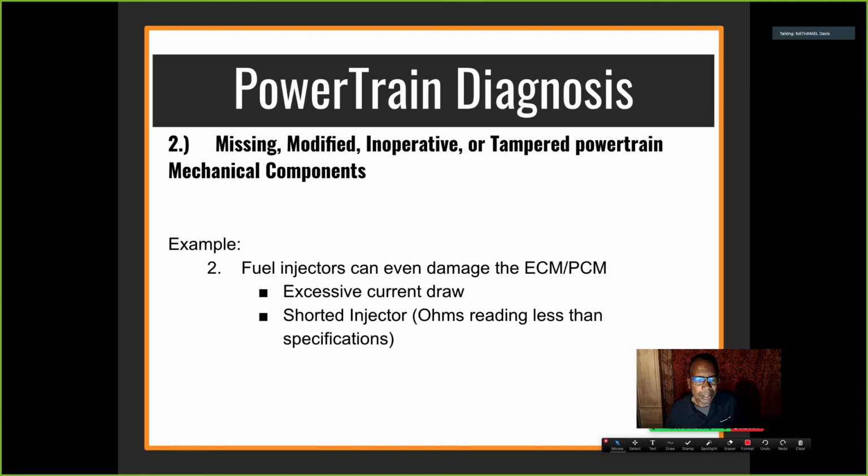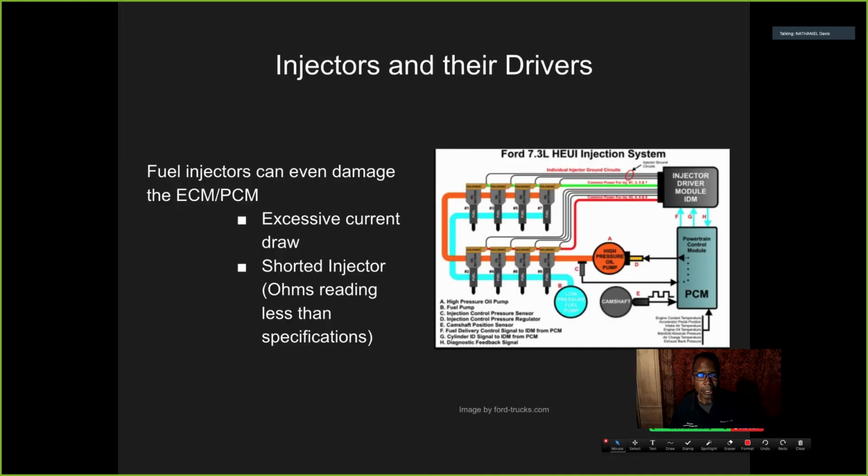All right, here are some other things. Fuel injectors can even damage the ECM or PCM. Excessive current draw, shorted injectors, right? Injectors not working correctly could cause a lean or rich condition also, or damage the computer if shorted. Here's a picture of a fuel injector that can even damage the PCM. Here are your injectors. Imagine these ohm out at 12 to 15 ohms each injector.